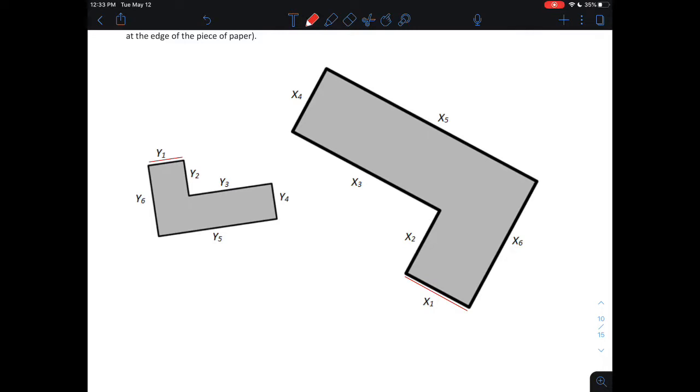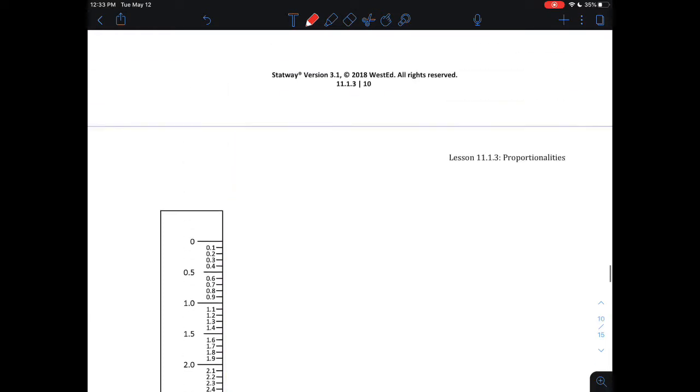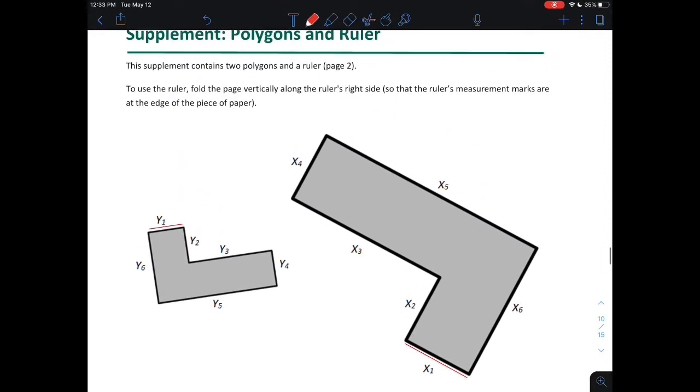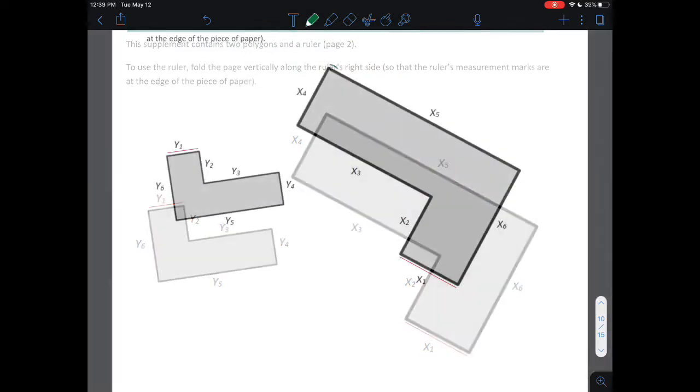You can take the ruler, you can pick it up because it's on a page, you can fold the ruler so that you just have the number side available to you, and then you could use that to measure the side that is labeled, the longest side on polygon X. Now we can see what the longest side is on polygon X. It's the longest side that is in that shape. That's the one that's labeled X5.